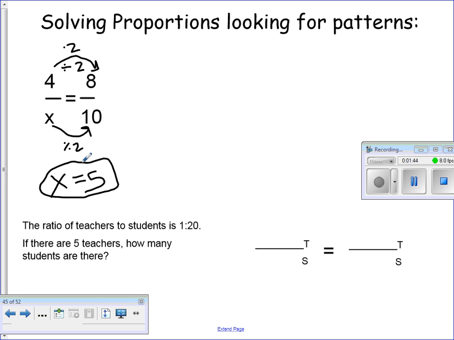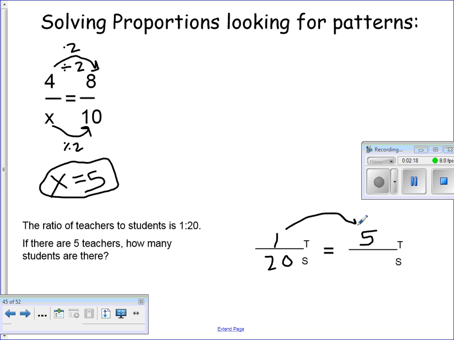Let's take a look at a word problem. The ratio of teachers to students is 1 to 20, which means for every 1 teacher there are 20 students. If there are 5 teachers, how many students are there? Well, using a proportion, using units to help us, we can figure out that missing piece. The ratio of teachers to students is 1 to 20, so 1 teacher and 20 students. And if there are 5 teachers, how many students are there? Well, I want to know how many students there are.